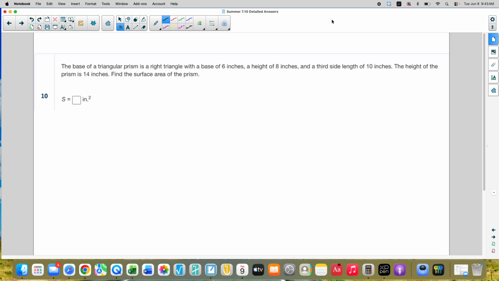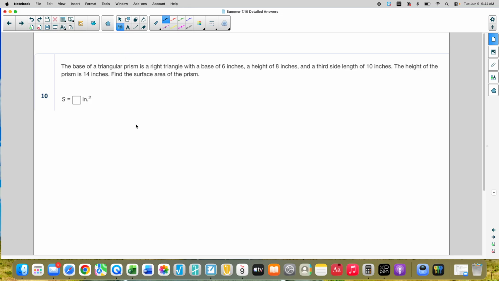The base of a triangular prism is a right triangle with a base of 6 inches, height of 8 inches, and a third side length of 10 inches. The height of the prism is 14 inches. Find the surface area of the prism. Now this is good because we're going to have triangles still, but those triangles are going to have different bases.